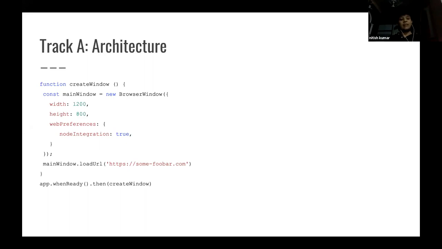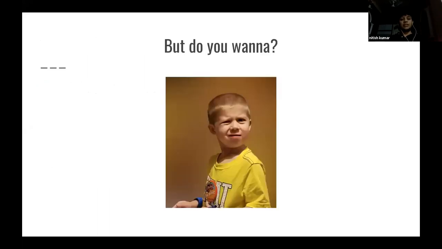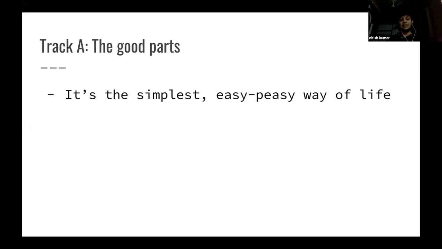And then when the app is ready, this is saving your app object. When it becomes ready, you just create this window. But again, do you want to take this path? There are quirks. There are clear concerns here that I'll come to in the next few slides. Definitely, this might not be such a good idea. Let's see the good parts first. It is, of course, a very simple way. In just a few lines of code, you had a desktop application up and running. So you had a web application, and now you have a desktop application.